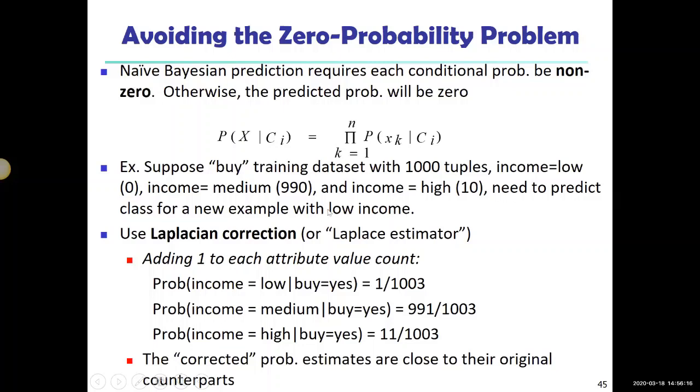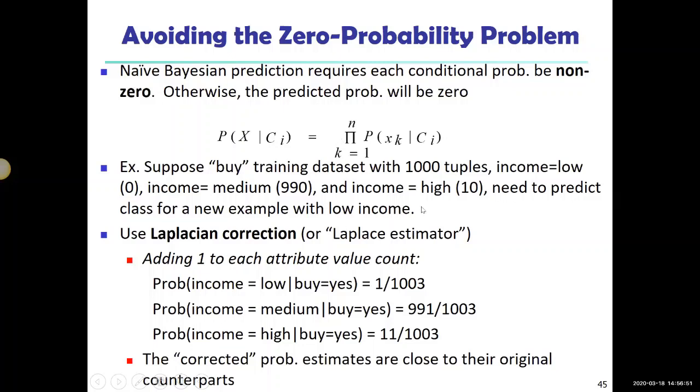Then we will not be able to estimate this conditional probability element for this classification task, because the prior for the income for this class low, for buying or not buying, is actually 0. So it will create 0 values in some terms in this equation.